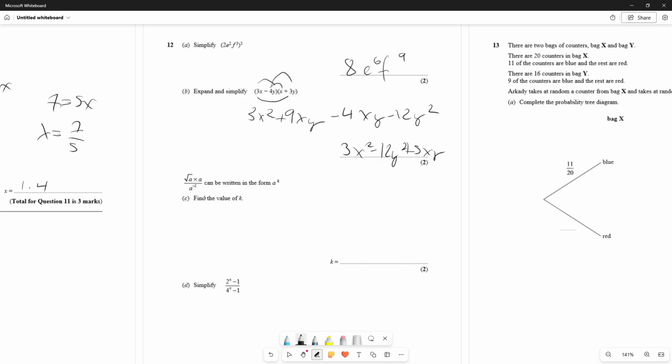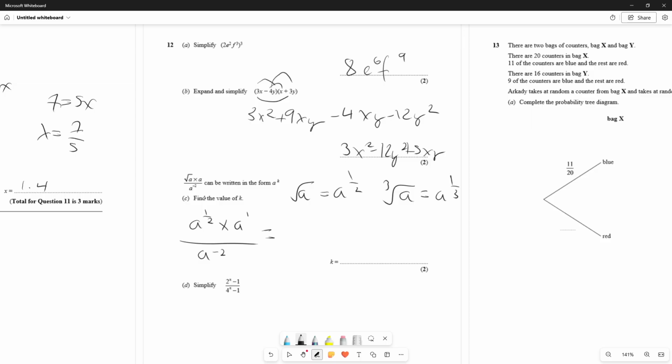Next, root a times a can be written in the form a root k, find the value of k. So whenever we have a root, that is just a fractional power. So root of a is equal to a to the 1/2. And if it was cube root, for example, it'd be a to the 1/3. And if it's fourth, it'd be 1/4 and so on. So what this will mean is that we have a to the 1/2 times by a to the 1, because a, nothing should change, over a to the minus 2.